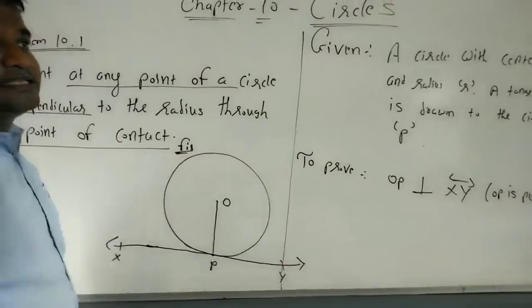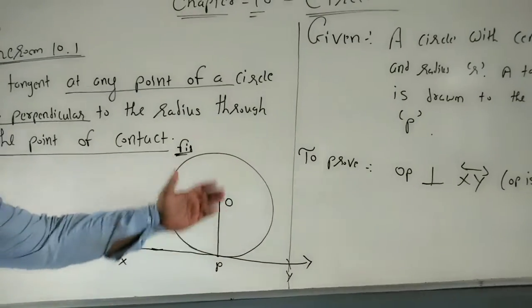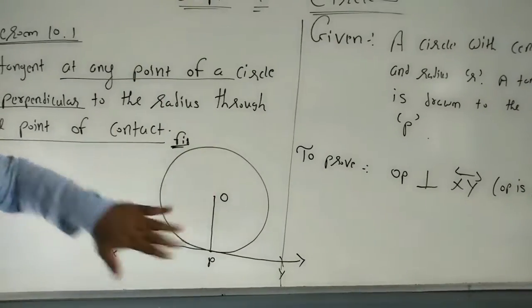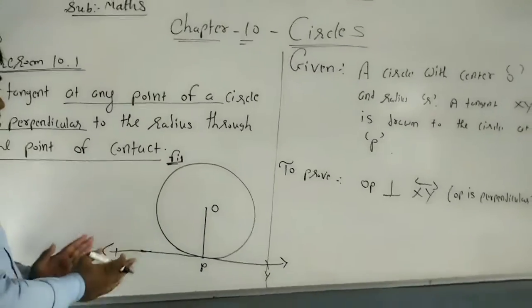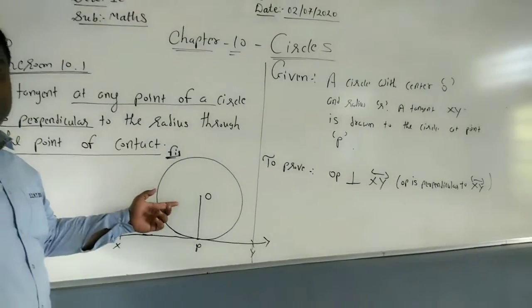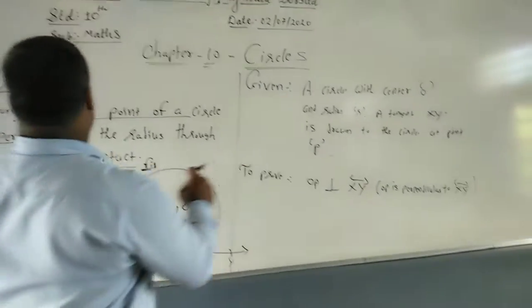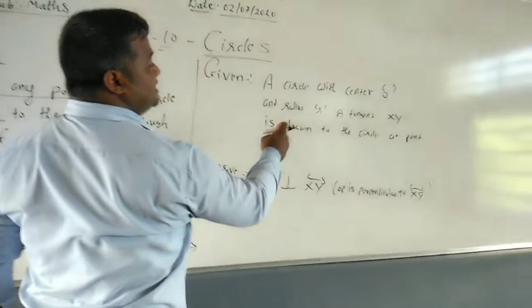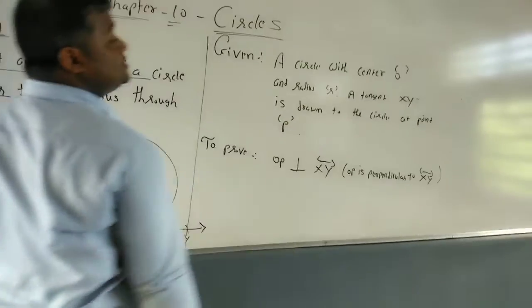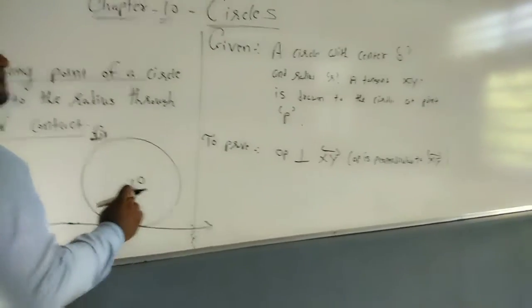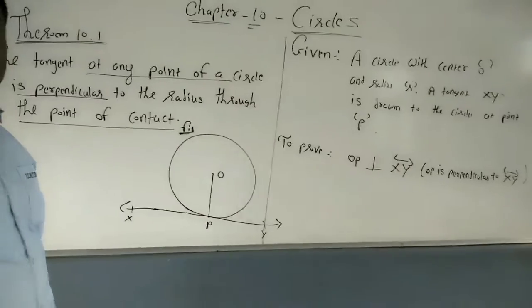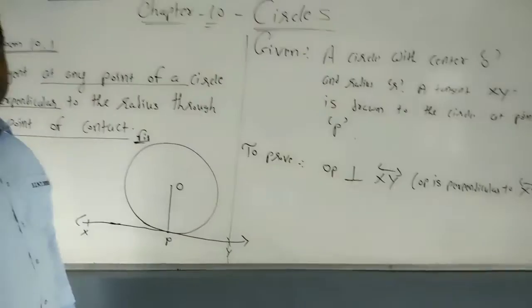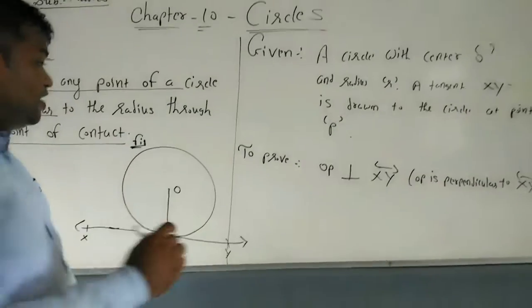If this is asked for 4 marks, these 3 parts, given, to prove and figure, carry a minimum of 1.5 marks, or sometimes if the examiner sees that you have written these 3, they may give you 2 marks. So it is very important. From the statement you can write: a circle with center O and radius R, a tangent XY is drawn to the circle at point P, to prove OP is perpendicular to XY. Now we are going to start the proof.